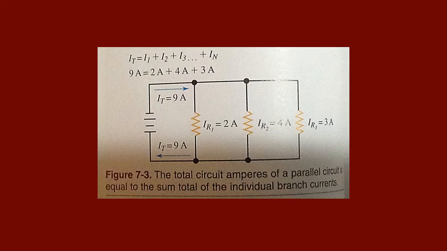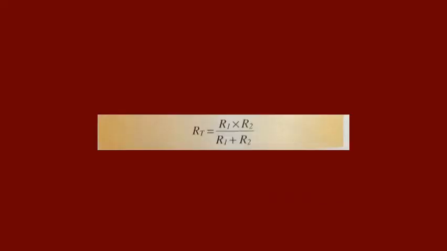Parallel circuit resistance. When resistors are connected in parallel, the total resistance of the parallel circuit is always less than the smallest resistance in the parallel group. Again, when resistors are connected in parallel, the total resistance of the parallel circuit is always less than the smallest resistance in the parallel group. In other words, if a 6 ohm and a 4 ohm resistor are connected in parallel, the total resistance will be less than 4 ohms. This principle is extremely important and should be memorized.